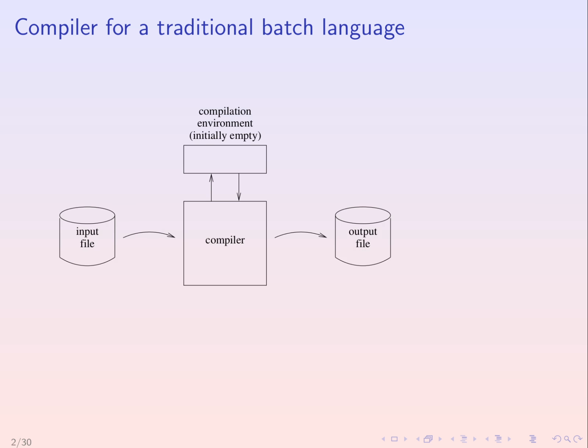So a compiler for a traditional batch language is a fairly simple thing. It takes an input file and runs the compiler and produces an output file. And it has a compilation environment that's initially empty. Into this environment, the compiler will enter things like macros and declarations, implicit or explicit, of functions. And when I say simple, I don't mean it's easy to write such a compiler, because there's lots of optimization passes that need to be written. But the system itself is fairly simple. It has an input file, an output file, and some data structures that it will consult during compilation.